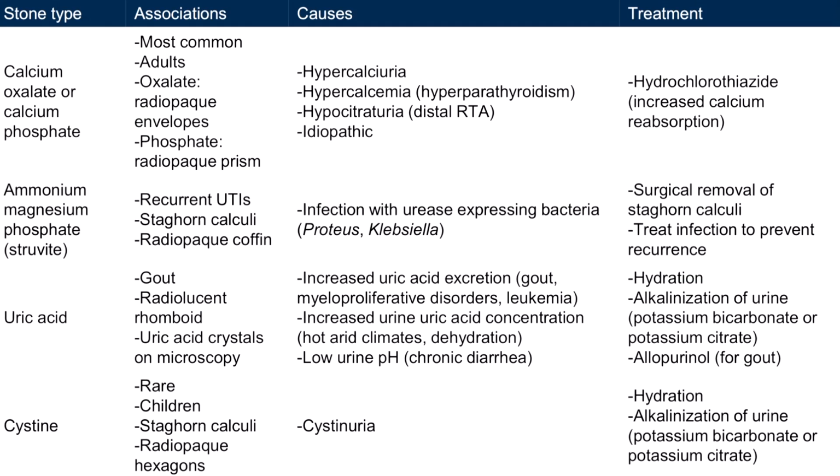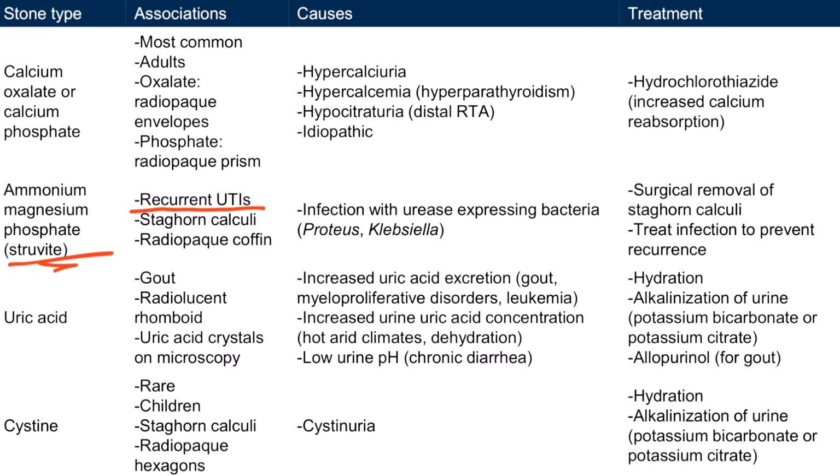Next, let's discuss ammonium magnesium phosphate stones. These are also known as struvite stones, and they're associated with recurrent UTIs. So if a patient presents with colicky pain and has a history of recurrent urinary tract infections, you should definitely consider ammonium magnesium phosphate stones as a potential cause.